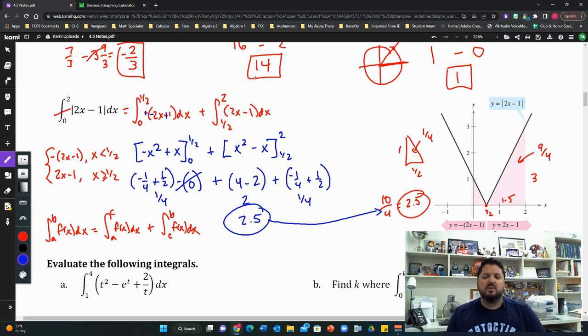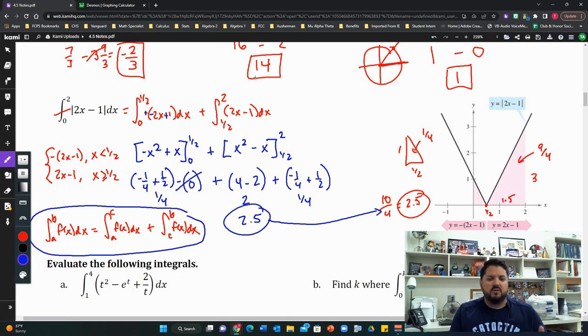The region that's created here is not just one polygon, it's two triangles. So we had to break it up into the first one from 0 to 1/2, find that area, then from 1/2 to 2, find that area, and then combine them. So we're still using this integral property, whether we do it with the fundamental theorem or by geometry. So that's a really important one for us to keep in mind.